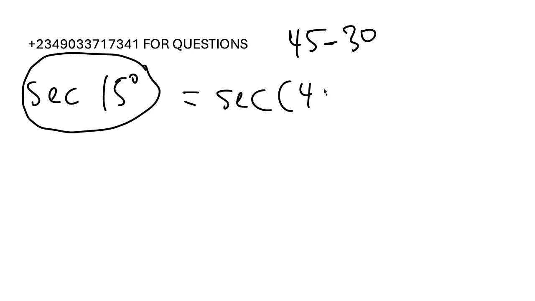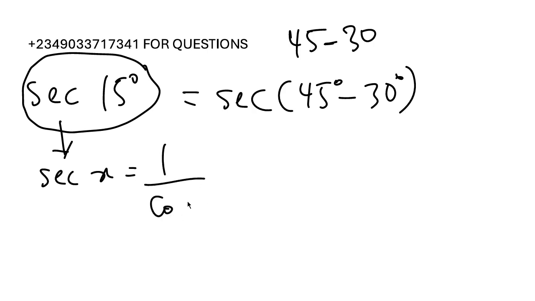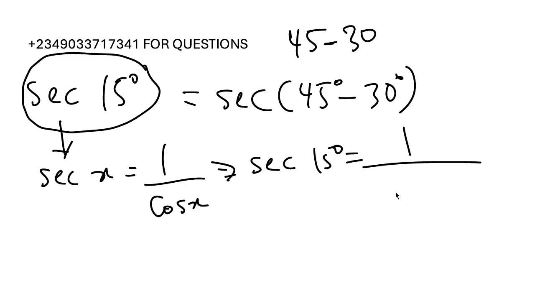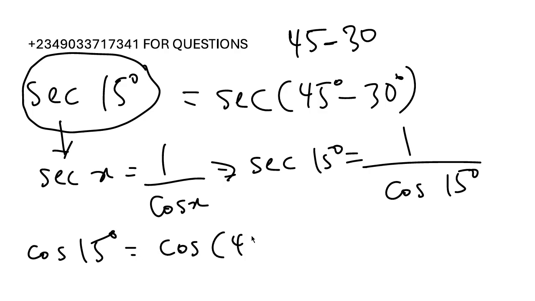Sec of 45 minus 30. But I didn't give you any formula for this, right? So knowing that sec x is equal to what? 1 over cos x. That means that sec 15 is equal to what? 1 over cos 15. So if we can get cos 15, which is equal to cos of 45 minus 30, then the job is done.